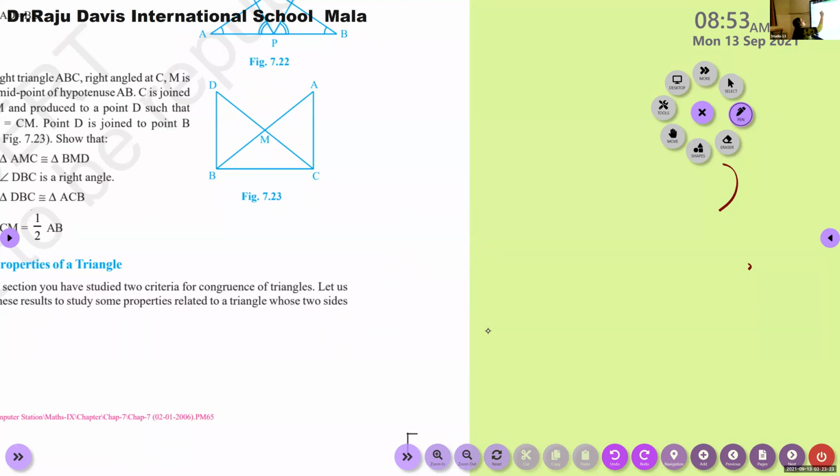See, these two triangles are congruent that we have proved. Which are they? AMC and DMB are congruent. So angle ACM is equal to angle BDM. Can I say that? Can I write this statement? Angle ACM equal to angle BDM. Is that correct or not?